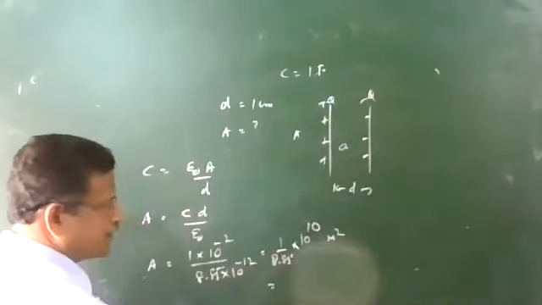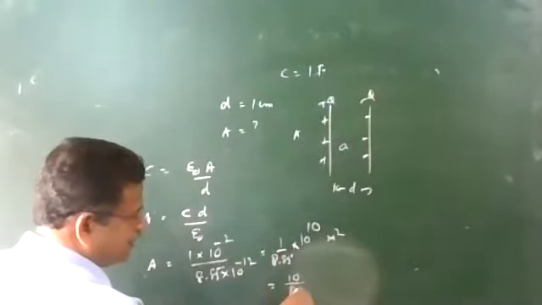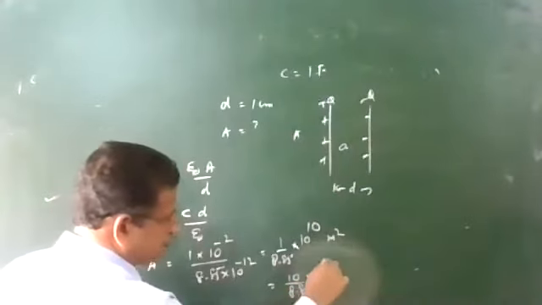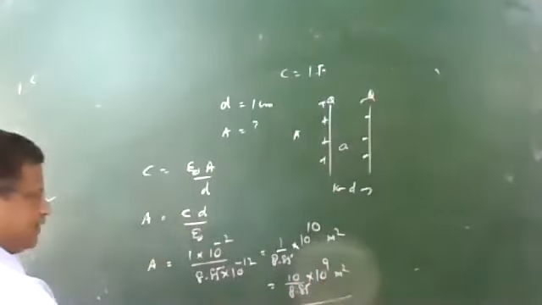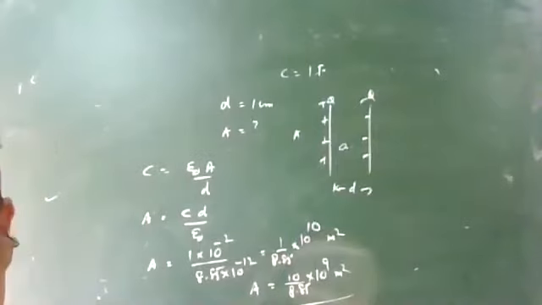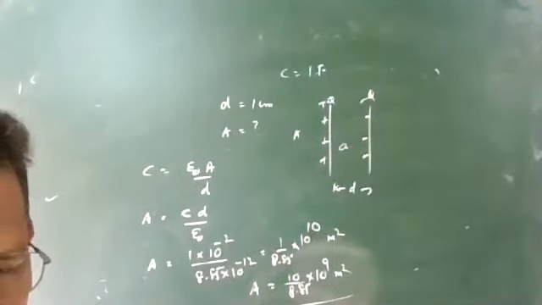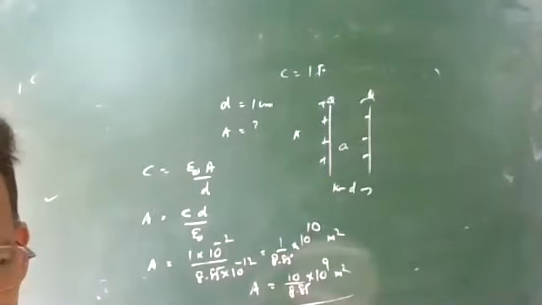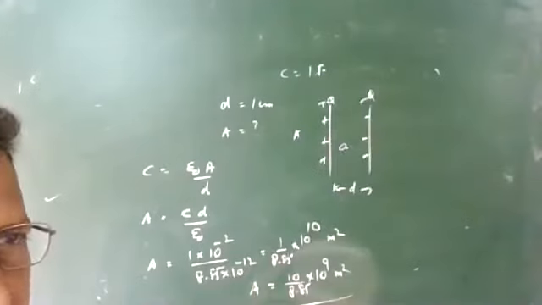Or this I am getting as 10 divided by 8.85 times 10 to the power of 9 meters square. This is your area. So 10 divided by 8.85 is approximately 1, a little above, 1 point something. So nearly you can take it as approximately 10 to the power of 9 meters square.